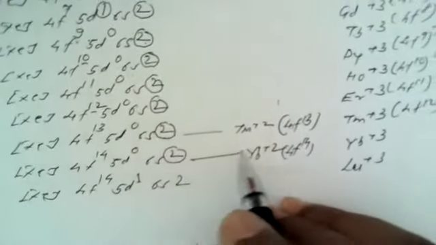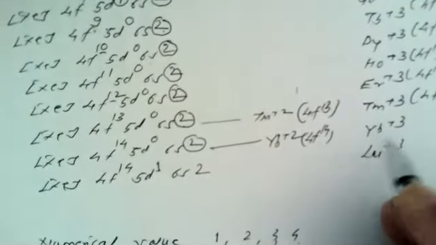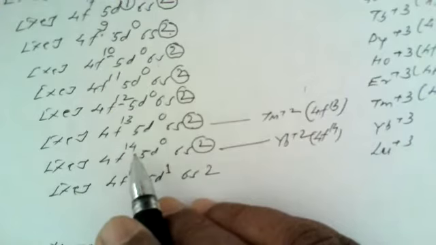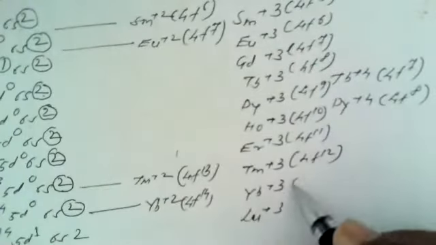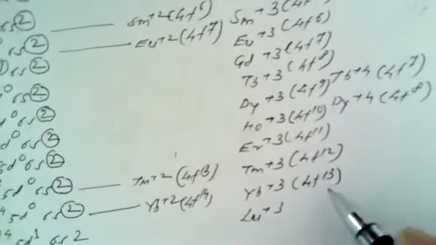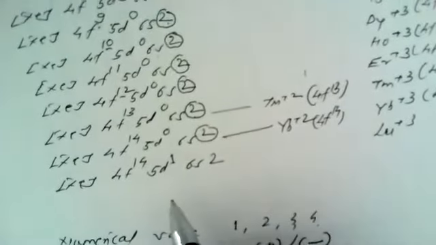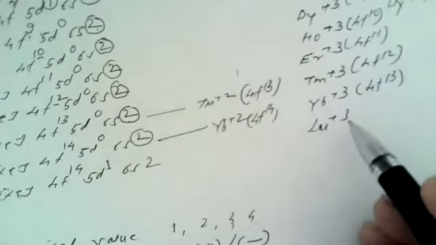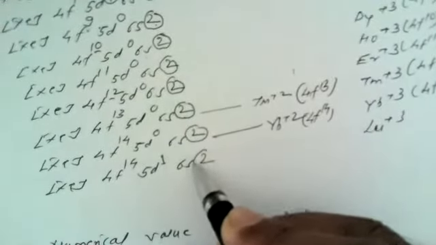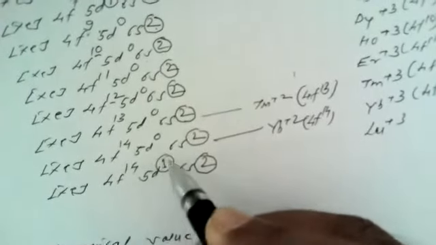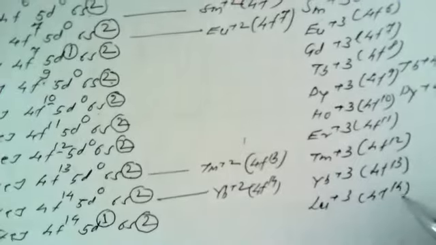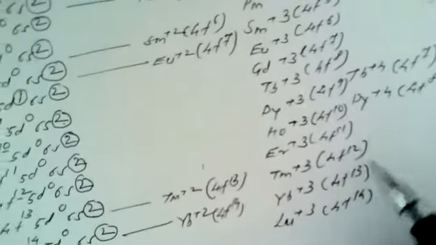Then the last but one member is ytterbium. To show +3 oxidation state by ytterbium, it should lose 2 electrons from 6s and one of the electron from 4f14, which leaves behind 13 4f electrons. So for ytterbium, you have to write 4f13. And the last member, that is very easy: if lutetium has to show +3 oxidation state, then it has to lose 2 electrons from 6s, 1 electron from 5d, which leaves behind 14 4f electrons. So the configuration becomes 4f14.